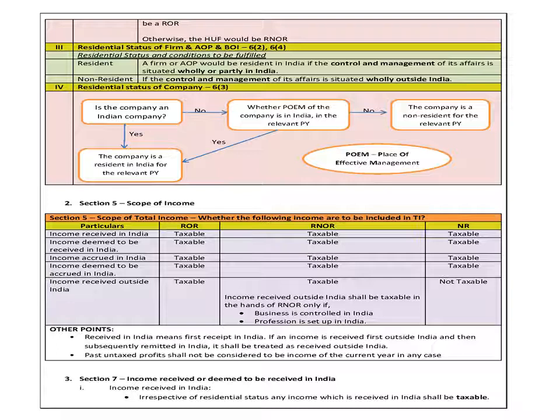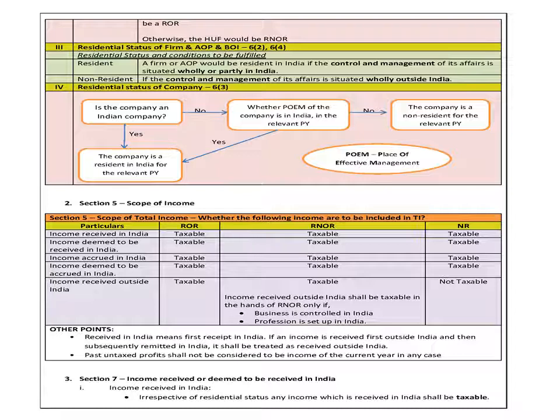If both the additional conditions are not satisfied, then it will be called an RNOR. Read the provisions carefully here. Now, residential status of a firm, association of persons and body of individuals. Here also it is the same: if the control and management is wholly or partly in India, then it is a resident firm. If the control and management is wholly outside India, then the firm is a non-resident firm.